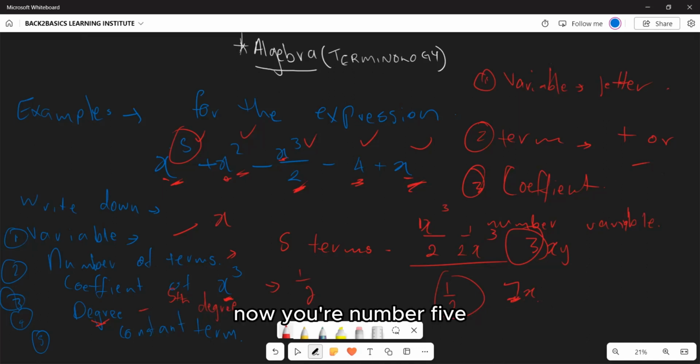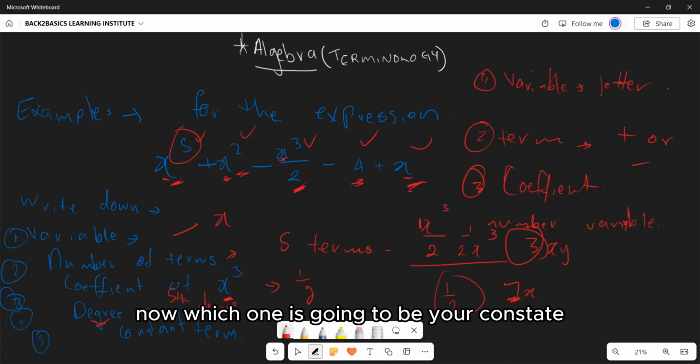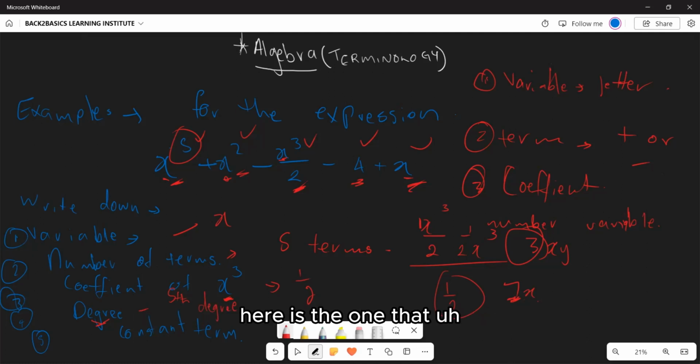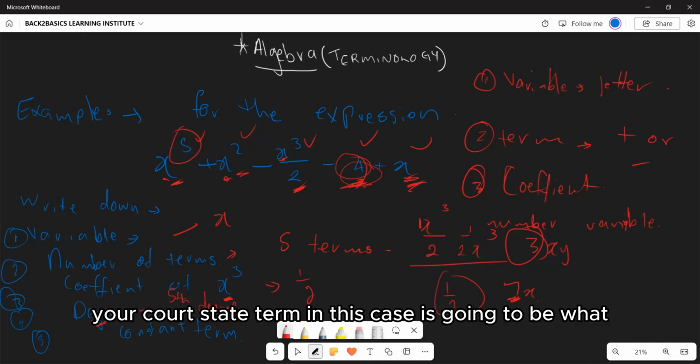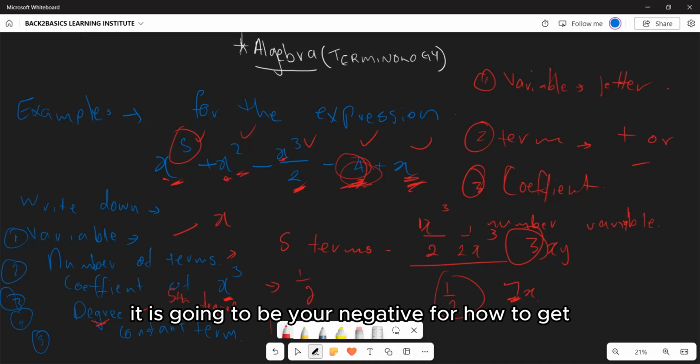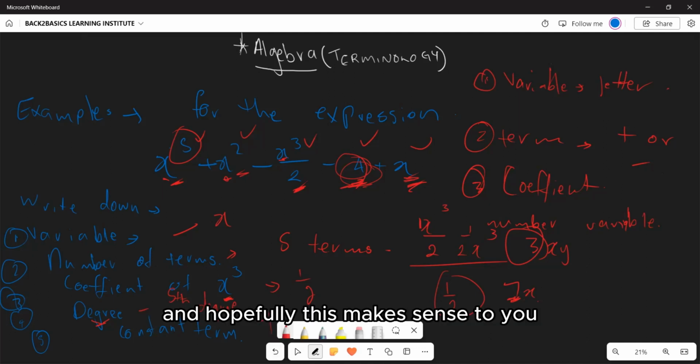And then your number 5, they say, what is the constant? Now which one is going to be your constant here? It is the one that just stands alone there, the one that doesn't have your variables, and therefore it's going to be your constant term. So your constant term in this case is going to be your -4 altogether. And hopefully this makes sense to you.